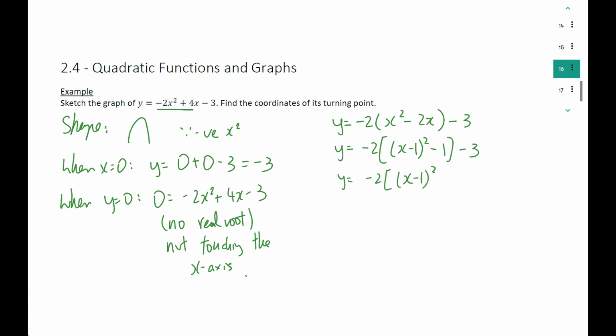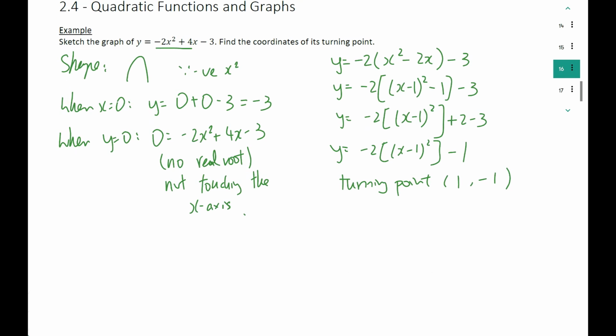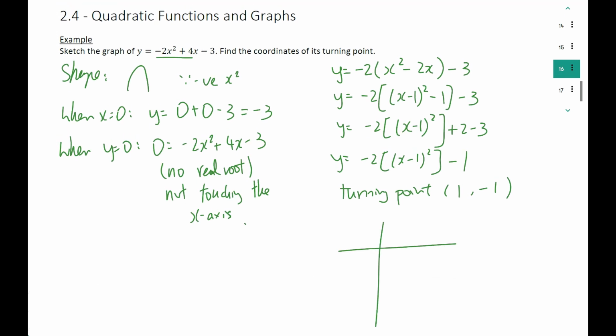Now this skill becomes quite basic in chapter 6 when we talk about circles. Expand the bracket, so minus 2 times minus 1 is plus 2. So y equals minus 2, x minus 1 squared minus 1. So the turning point in this, in fact, is a maximum point. The turning point is, oh, actually, it's 1, minus 1. Yep, 1, minus 1. So therefore, the turning point has to be 1, minus 1.